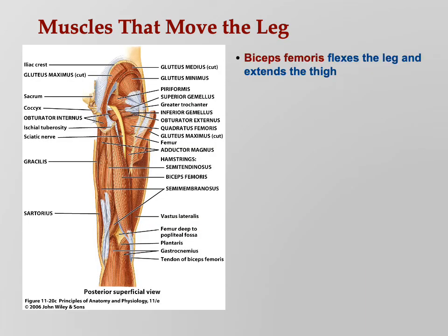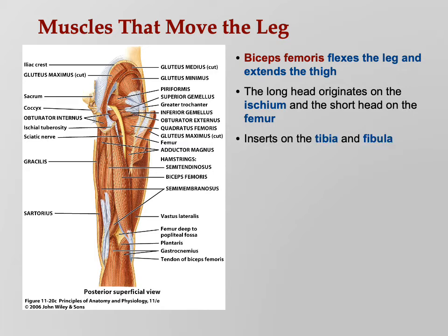Again, muscles that move the leg. We're talking about the lower leg now, the tibia and the fibula. So, biceps femoris flexes the leg and extends the thigh. This is one of the muscles that forms what they call your hamstrings. Your hammies. If you're one of those guys that goes to the gym, you say, I got to work my hammies. Got to work my traps, my delts. Got to work my gastrocs.